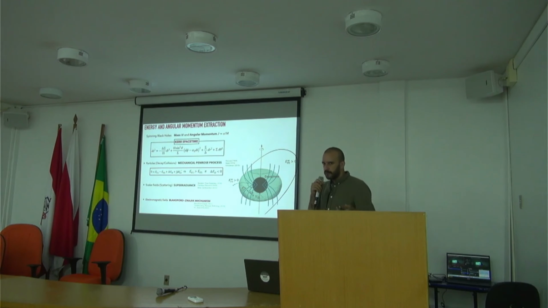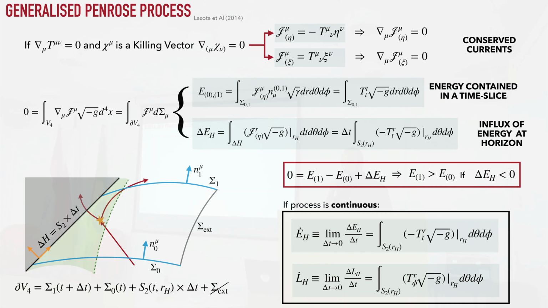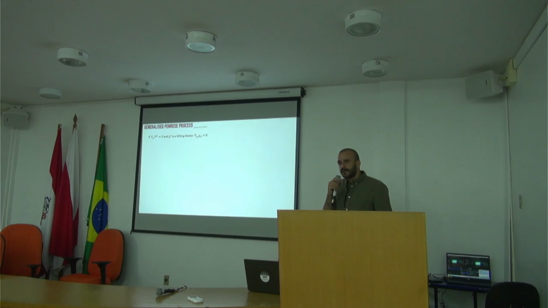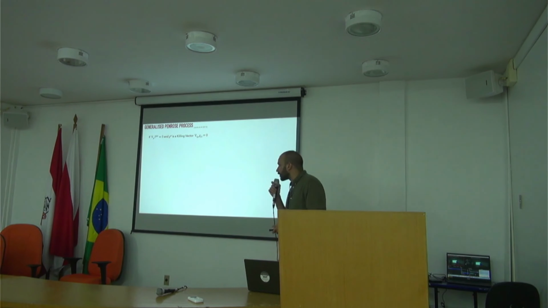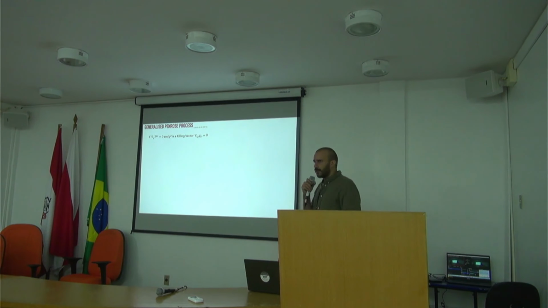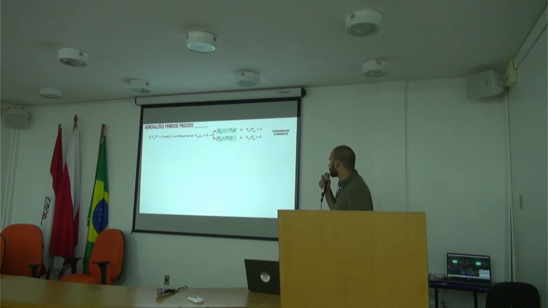So we have different possibilities, and actually all these possibilities can be fitted into one single framework, that of generalized Penrose processes. In order to have a generalized Penrose process, the only thing that we need to have is some conserved form of energy and angular momentum encoded by an energy momentum tensor, and some Killing vector, which is natural to have in a black hole space-time. We can combine these two to form two conserved currents. These are essentially Noether currents associated to the symmetries of the space-time.